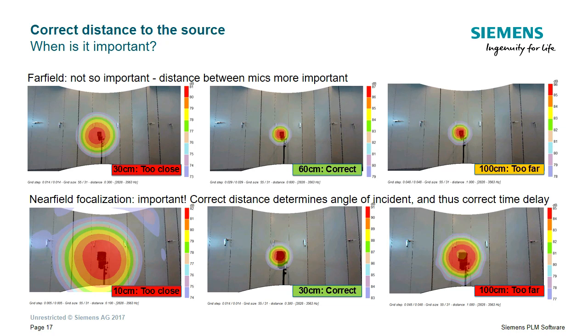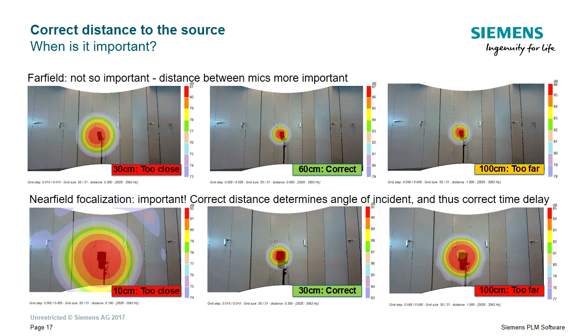So it is important to have the source distance correct. In the near field, however, that effect can be really killing you. In the center, we have again the sound source. Right now it's at 30 centimeters, which is the true distance. If we say that the sound source was in fact measured at 10 centimeters, you see on the bottom left that we get a very big red spot. So it's really a bad result. It's very important to have the right distance in the near field.